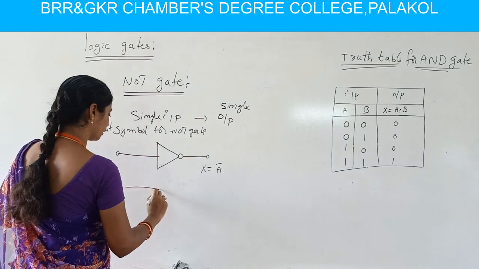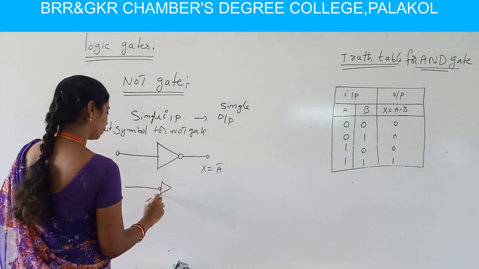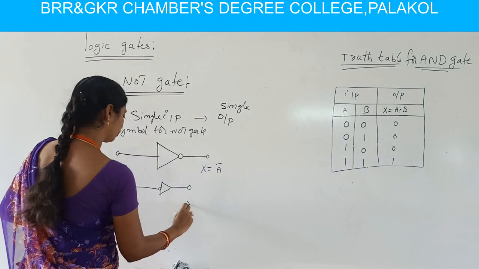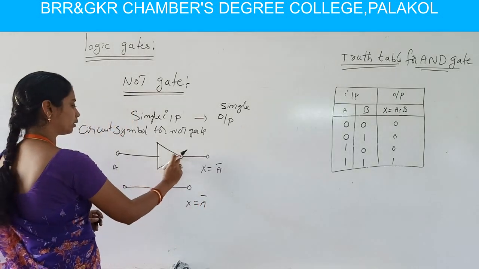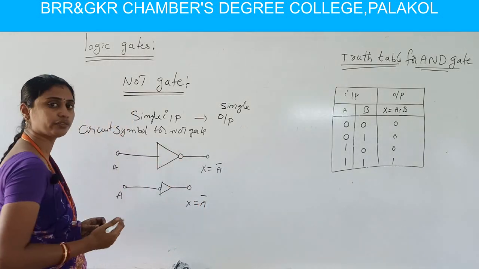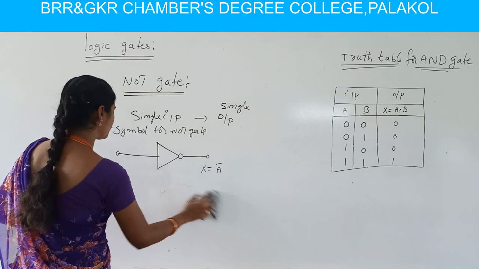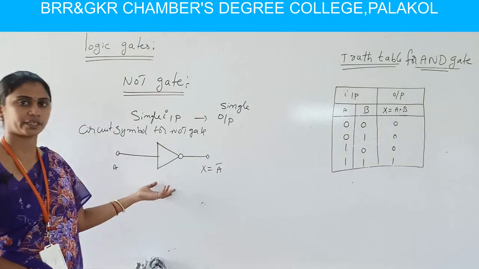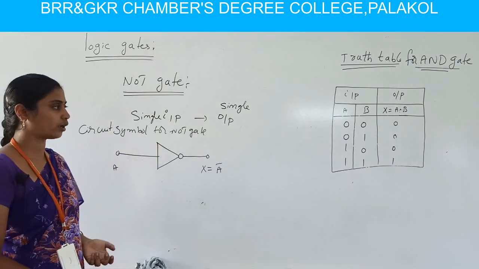This is the symbol for the NOT gate. We can also write the symbol for the NOT gate with a NOT circle present here, and this is also a diagram for the NOT gate, but we always follow the above diagram, with the NOT circle present at the tip of the arrow, like this. So this is the circuit symbol for the NOT gate. In the NOT gate we have only one input and one output.